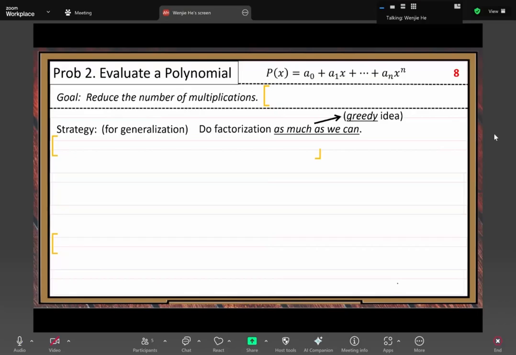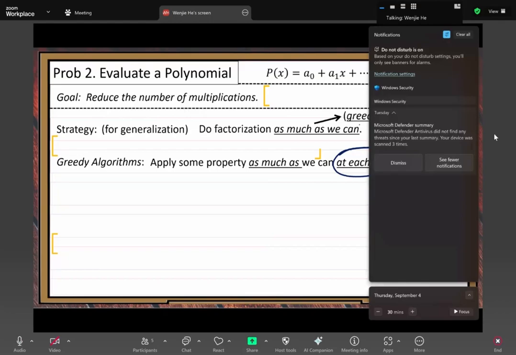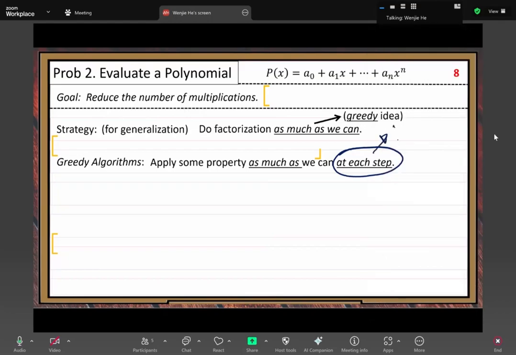So in greedy algorithms, we apply some property as much as we can at each step. Let me give you the complete description of the greedy algorithm: as much as we can, but at each step. I emphasize each step, because each step is the local way, not the global way.